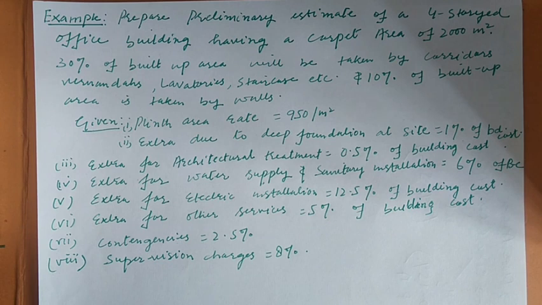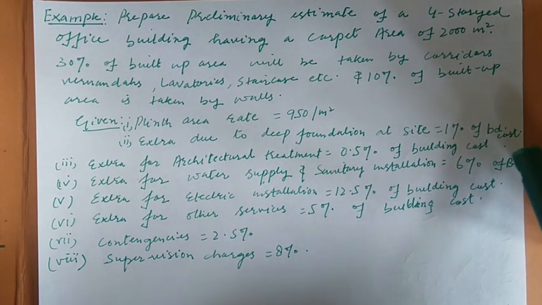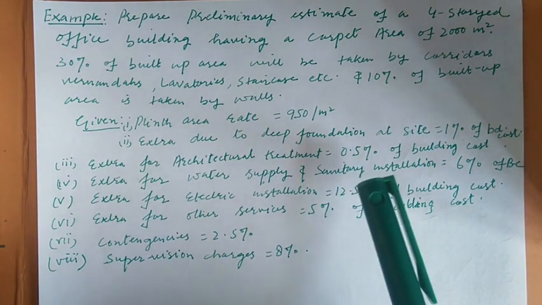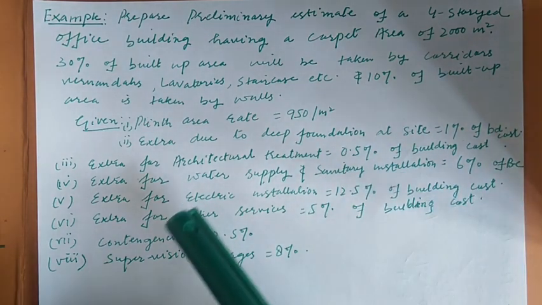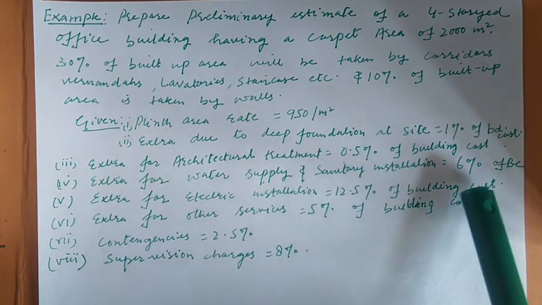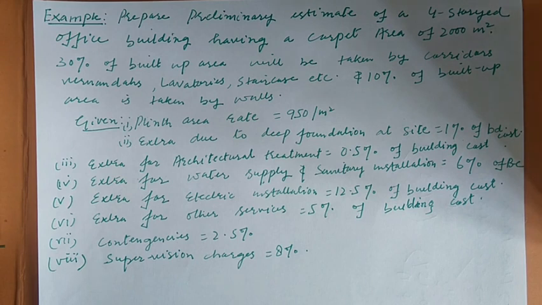After that, the other given data is that the plinth area rate is 950 per meter square, and the extra due to the deep foundation at the site is 1% of the building cost. Then the extra for architectural treatment is 0.5% of the building cost, extra for water supply and sanitary installation is 6% of the building cost, extra for electric installation is 12.5% of building cost, extra for other services is 5% of building cost. Then the contingencies and the supervision charges are 2.5% and 8% respectively.